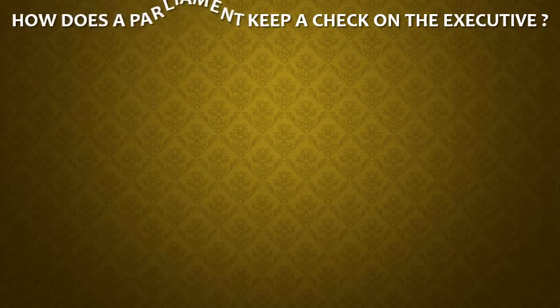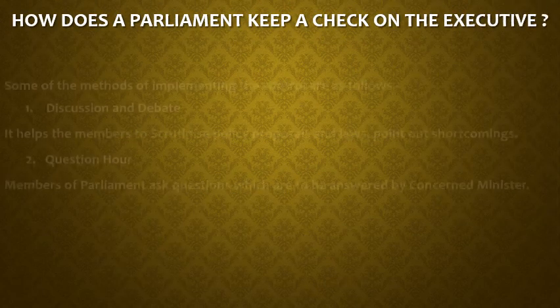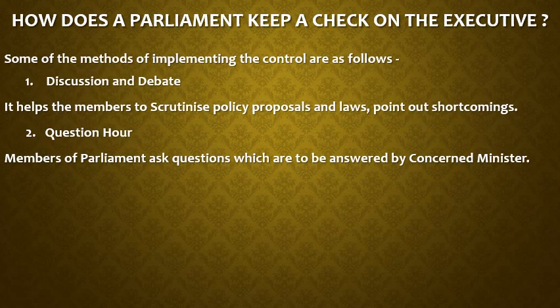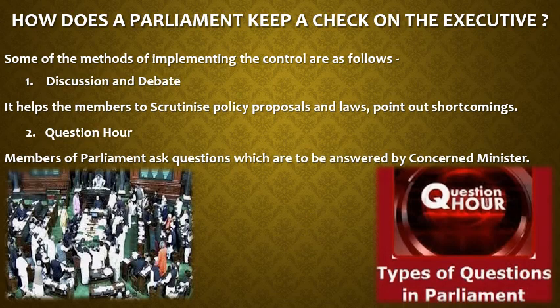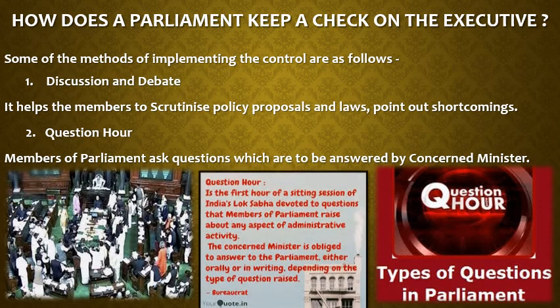Let us know, how does the Parliament keep a check on the executive? There are some of the methods of implementing the control. The first one is discussion and debate. Debates and discussions help the members to scrutinize the policy proposals and the laws and point out the shortcomings. Second is the question hour. Question hour is the most effective way of keeping the check over the Council of Ministers. During this, members criticize the government and ask the question on various issues.